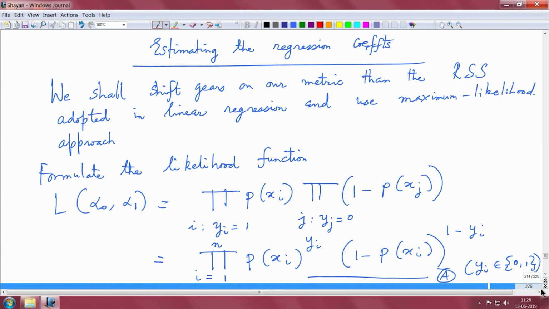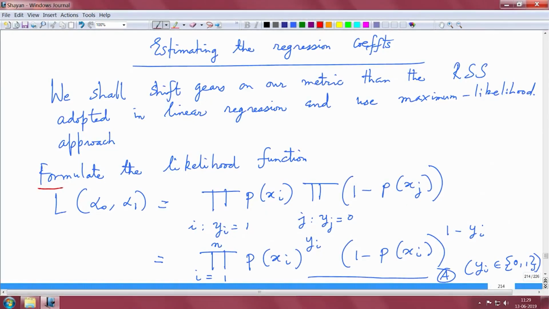We shall shift gears on our metric. In the linear regression case, we considered the residual square sum as our metric, and this was leading to a quadratic cost that we set up to optimize. But here we will look into the maximum likelihood function, and it has better statistical properties. Okay. So, let us formulate the likelihood function.